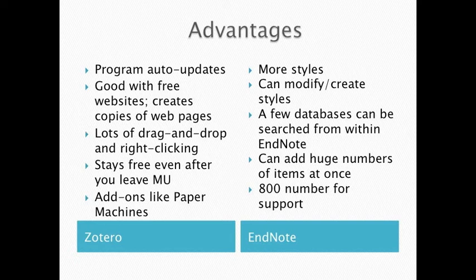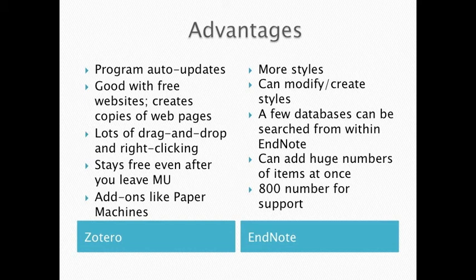Zotero stays free even after you leave MU because it is an open source product. And just recently, they've started to come out with add-ons to Zotero, such as something called Paper Machines, that I won't even get into here, but just briefly, Paper Machines allows you to do big data analysis and mashes all your PDFs together and lets you find out certain generalizations about them, and topic clustering and some things like that. That's a whole other topic.